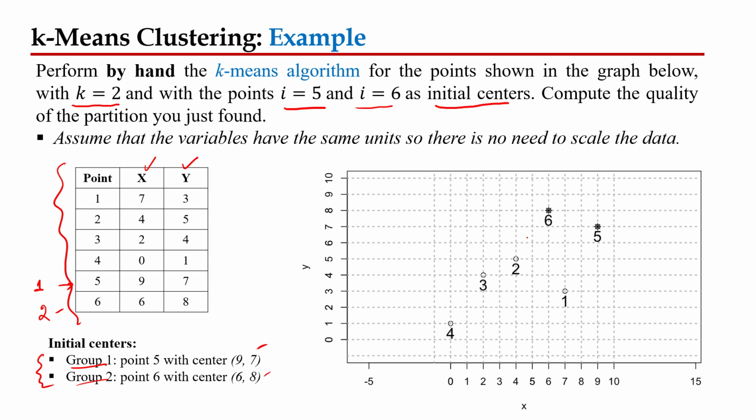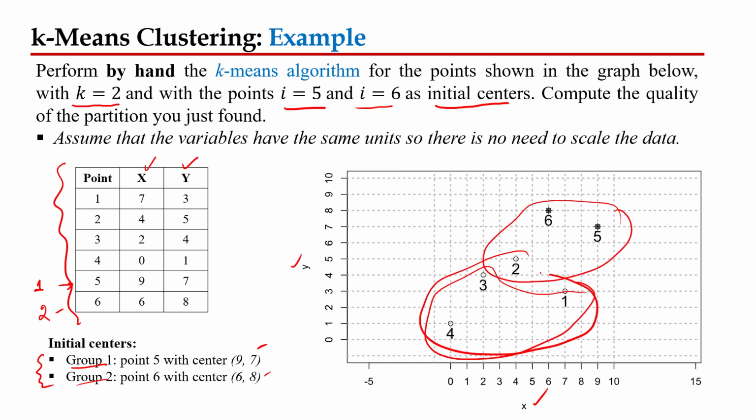We have plotted these data points, so this is the x variable and this is the y variable. Now we want to decide which data point is going to be part of which cluster. Either this is going to be one cluster and this is going to be the other, or maybe these four data points are going to be in one cluster and these two data points in another cluster.